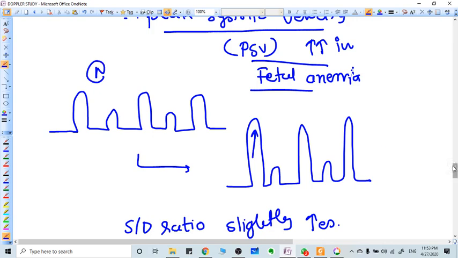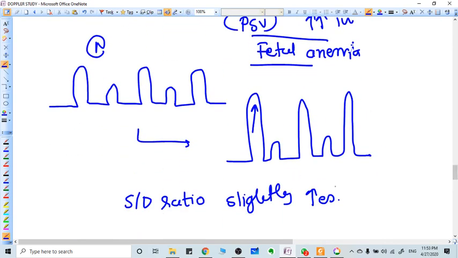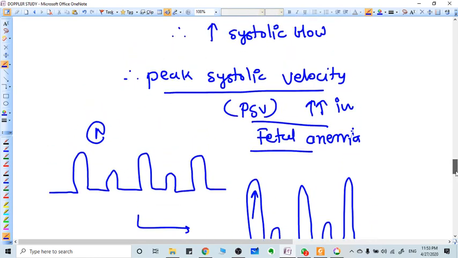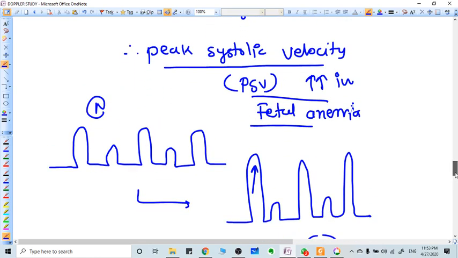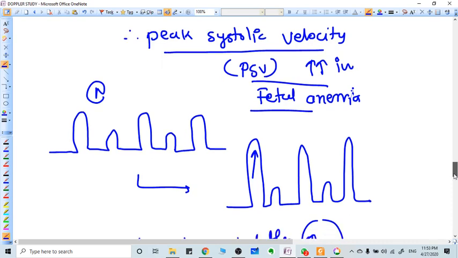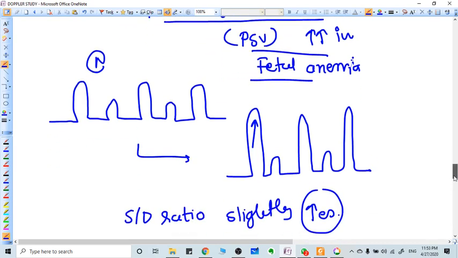That's why SD ratio is increased. See, you can see increase in SD ratio, but SD ratio is not important here. What is important here is peak systolic velocity. That is important, PSV. If the PSV is increased, that means there is a fetal anemia. There is a very high flow happening in the MCA, and that means that is anemia.